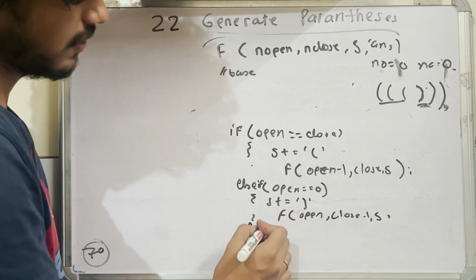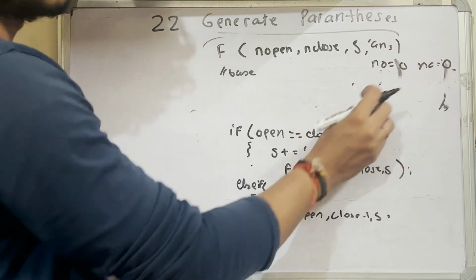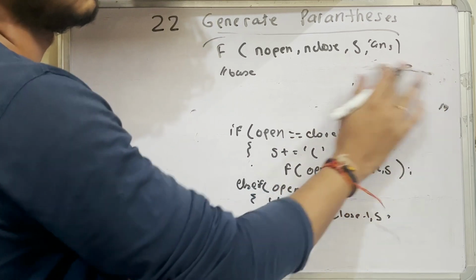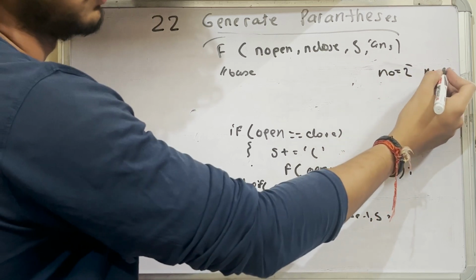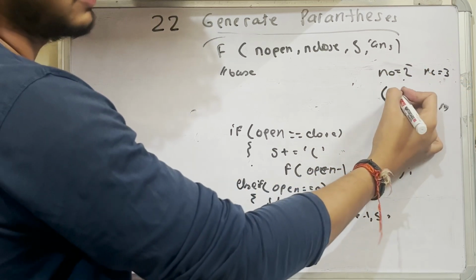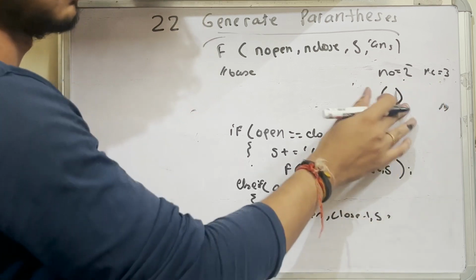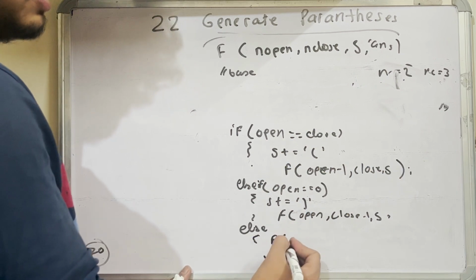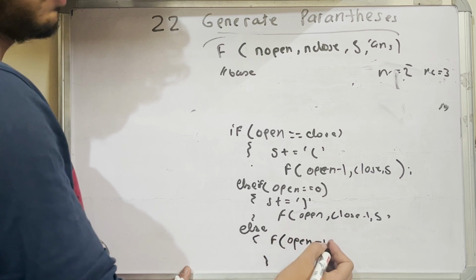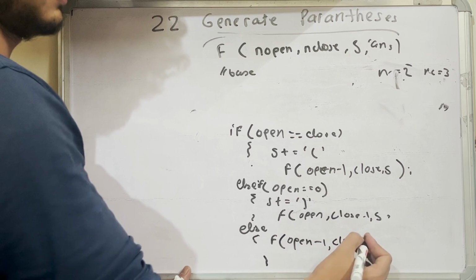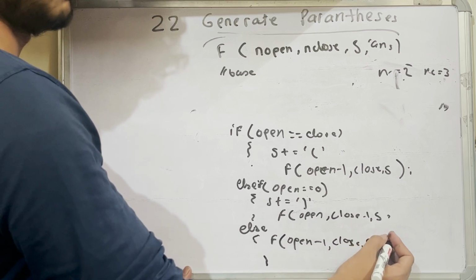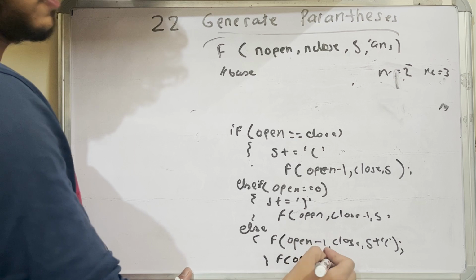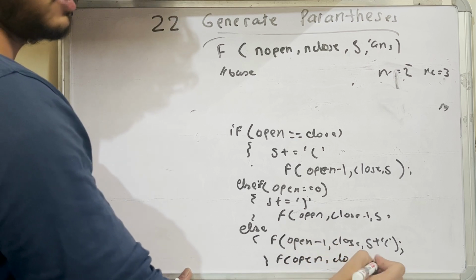And the last case will be if both are not equal to 0. For example, if open equals 2 and close equals 3, for example. So you can add anything here. You can have an opening bracket also, you can have a closing bracket also, doesn't matter. So you can call 2 recursive functions where you'll have open -1, close, and s plus a, you'll add an opening bracket. So this will be your first possibility. The second possibility will be open comma close -1, as you are adding a closing bracket.